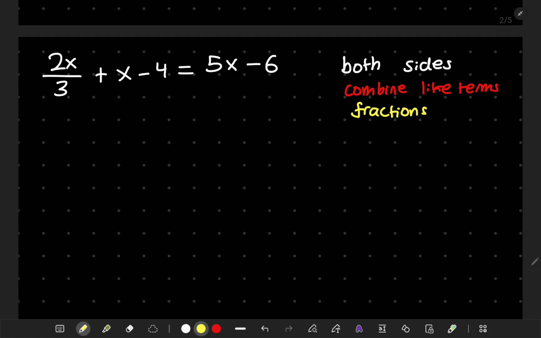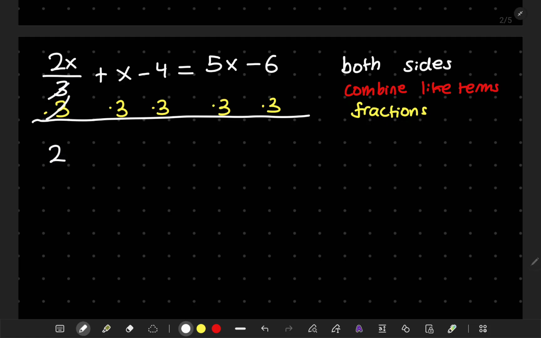I see here I have a 3, so what do we have to do? Again, we have to multiply all the terms by that bottom number, regardless of whatever it is. Let's see what happens. Because we only have one fraction, the 3's cancel out, giving us 2x.